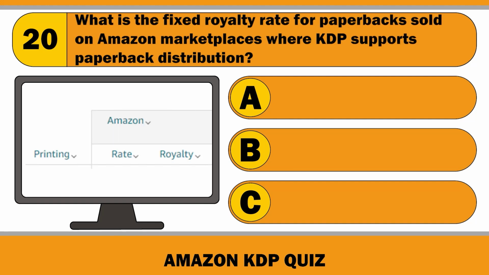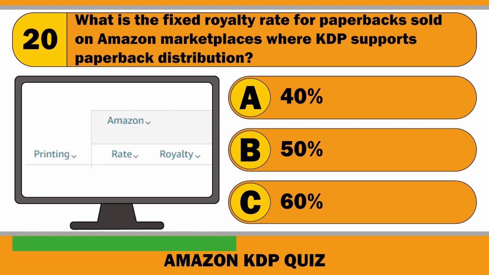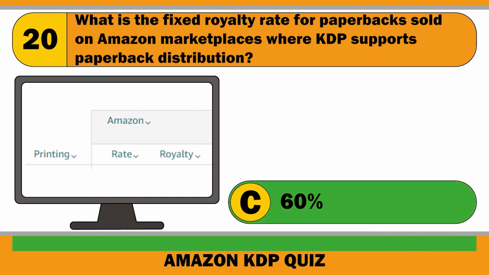What is the fixed royalty rate for paperbacks sold on Amazon marketplaces where KDP supports paperback distribution? Is it 40%, 50%, or 60%? The correct answer is 60%.